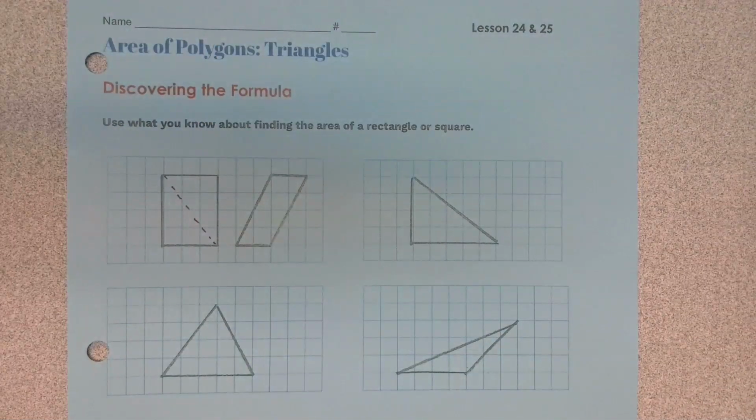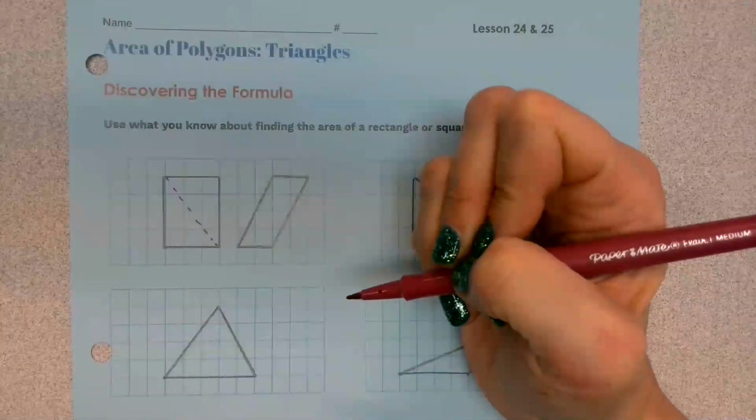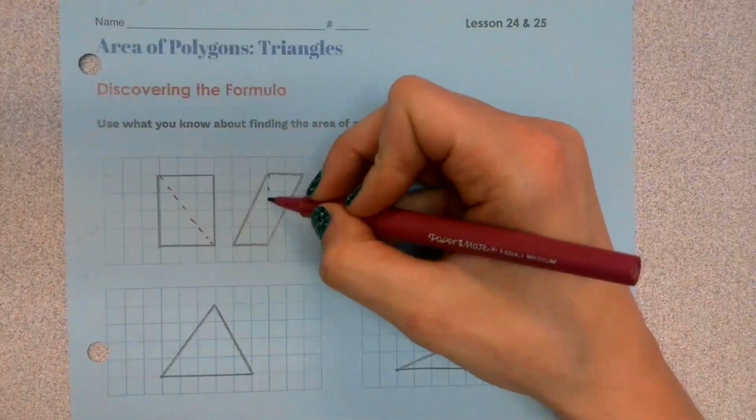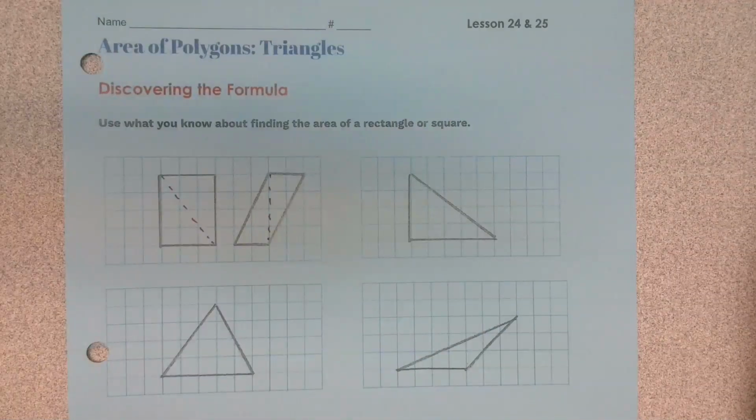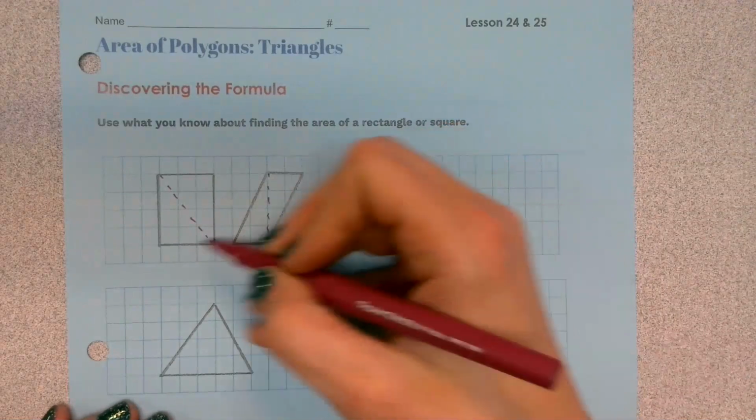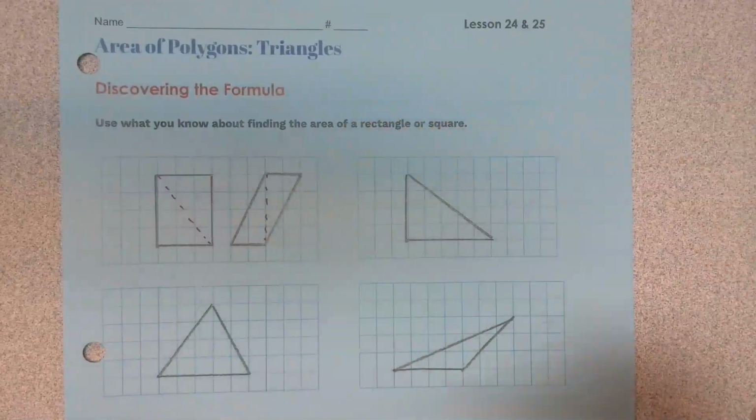And what shapes do they make? Two triangles. I could even have gone that way. I could have gone that way. But it makes two equal triangles when I cut it like that.